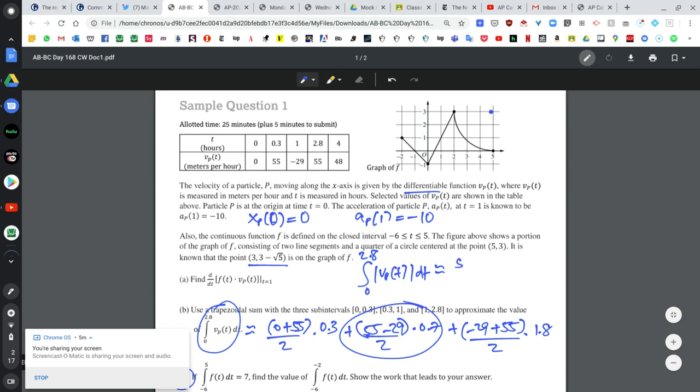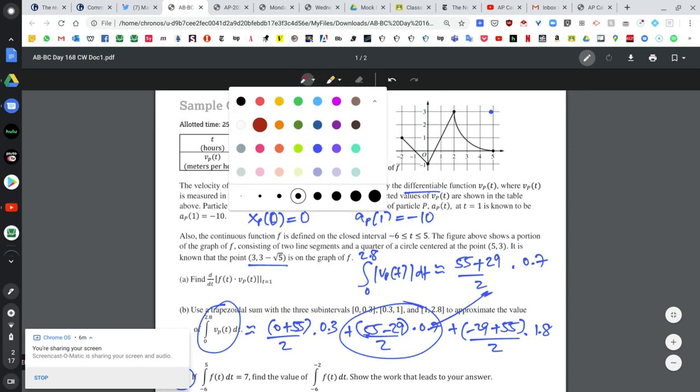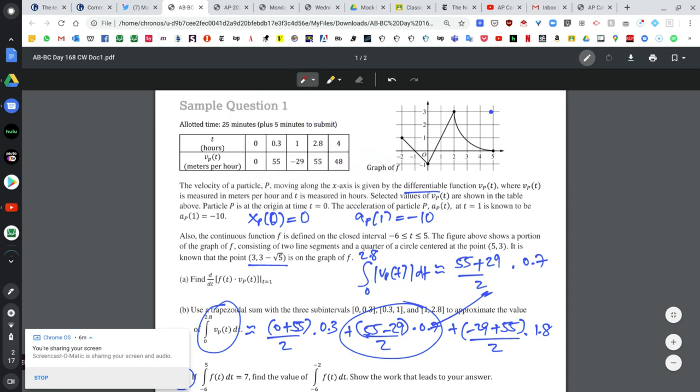The correct answer is 55 plus 29 over 2 times 0.7 for the middle expression. Many of you write this erroneously. You put 55 minus 29 over 2 like this, and you just put an absolute value here. That is incorrect. Because the expression over here says take the absolute value of every velocity value, or absolute value of the velocity function. So observe that, please.